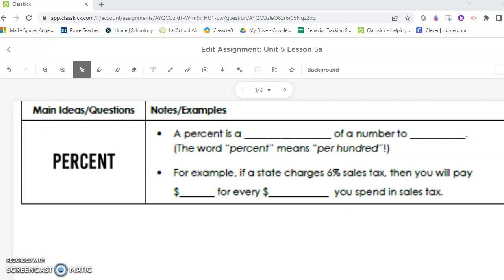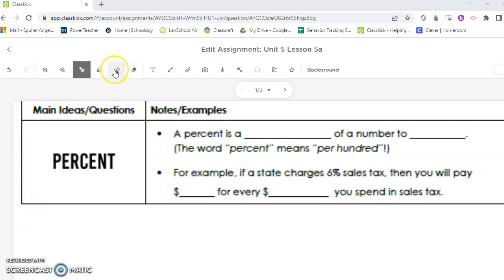Hi, today we're going to look at Unit 5, Lesson 5A. Now, this sheet that you're going to get for your notes is going to be broken up into lots of little parts. So remember, you're only doing part of today's notes. By the way, this is Mrs. Oakley, and we're doing Unit 5, Lesson 5A.